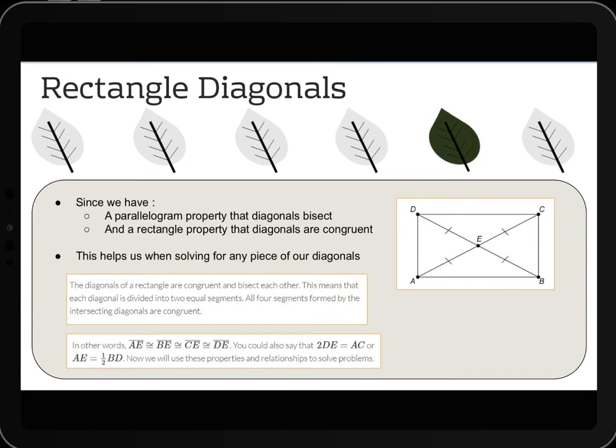So rectangle diagonals, of course, as you know, are congruent to each other. And just summarizing everything they're saying here, I just want you to keep in mind these are all four equal to each other. That's the key that I want us to take away from that. They're all equal to each other.